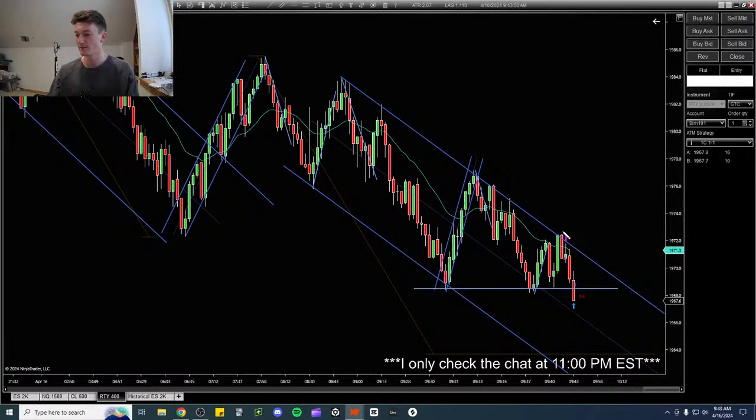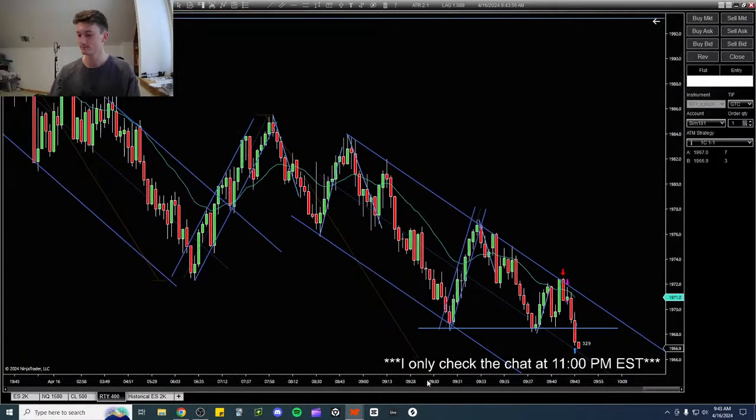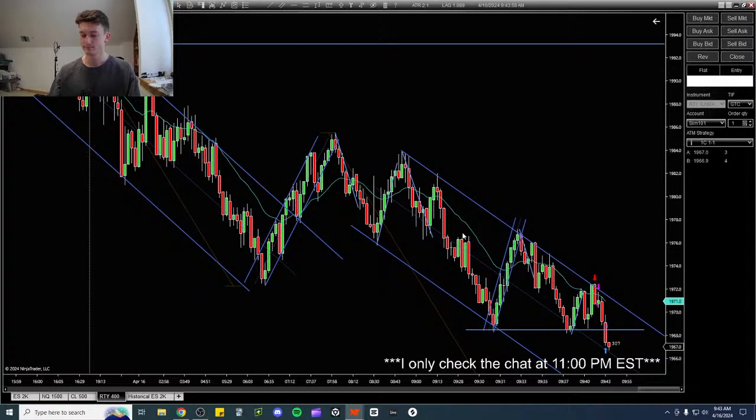Makes me feel a little bit better about the day. I do think that's a good trade to take. I really do like that one. So that's kind of 2 rapid fire trades. I've only been on for about 20 minutes and already have those 2.